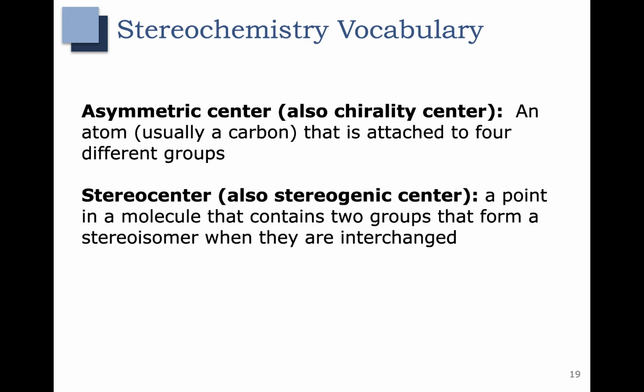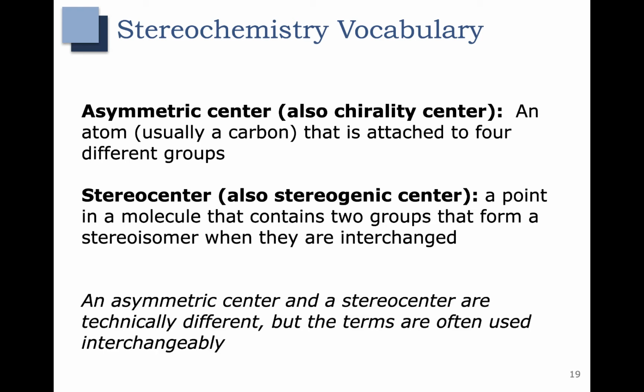You might also hear the term stereocenter or stereogenic center, which is a point in a molecule that contains 2 groups that form a stereoisomer when interchanged. An asymmetric center and a stereocenter are technically different, but these terms are often used interchangeably. I'm going to draw a couple of examples right here.